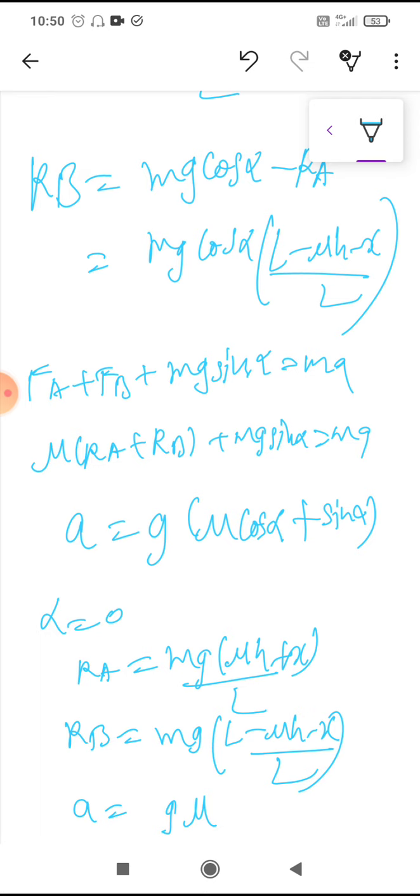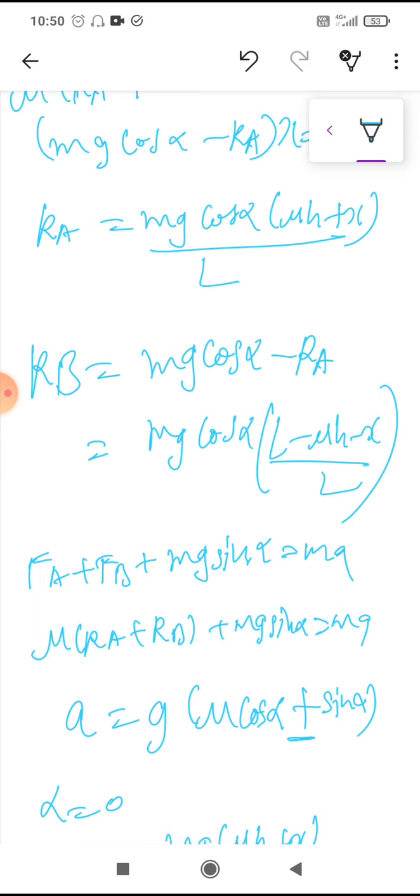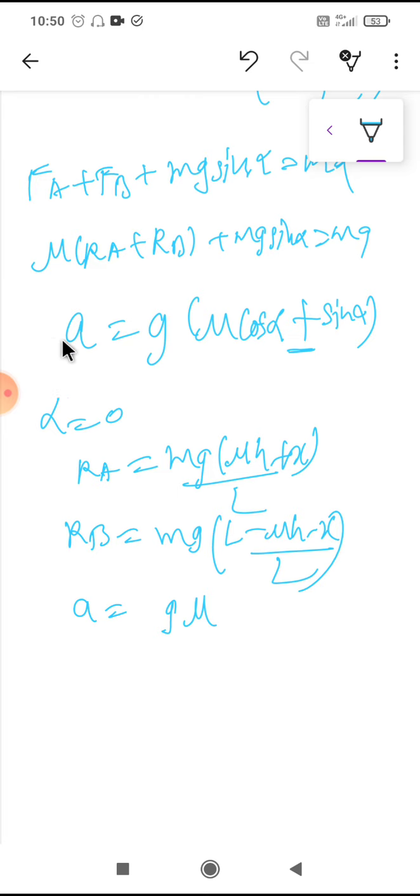If the vehicle moves down the plane, then the acceleration will be negative, and only the acceleration will be negative. So this is the formula for when the brake is applied to the front wheel, the rear wheel, or both the front and rear axle at the same time.